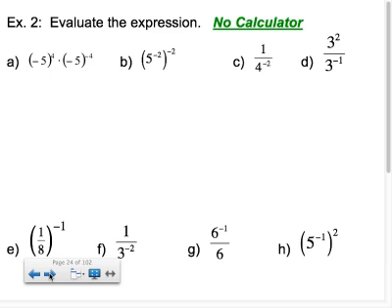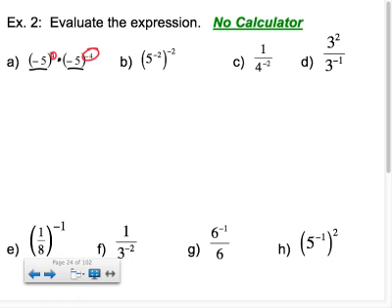So again, I look at part A. You can do this a few different ways. You can go ahead and say, well, I'm multiplying, I have the same base. I'm multiplying, so that means I can now combine these two exponents by adding.